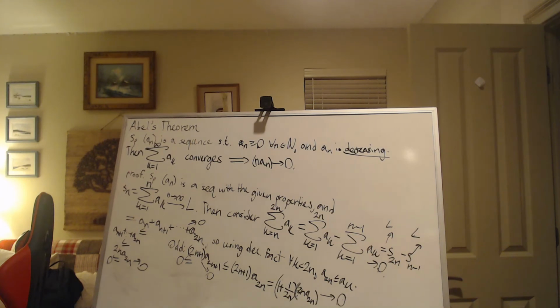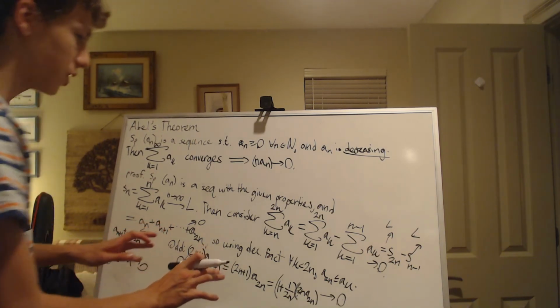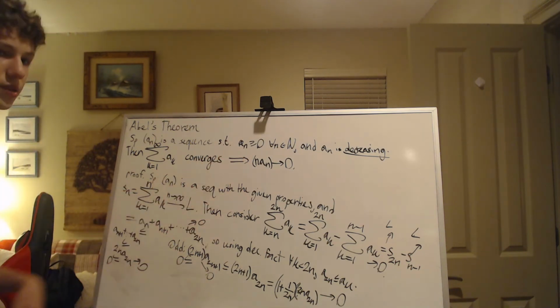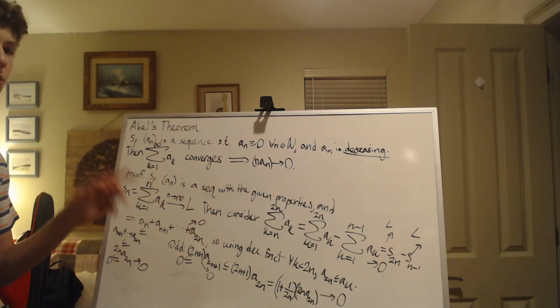Okay, so what have we done? We've looked at most of the odd terms and all of the even terms and concluded that both of those are going to tend to 0. So the entire sequence should tend to 0.